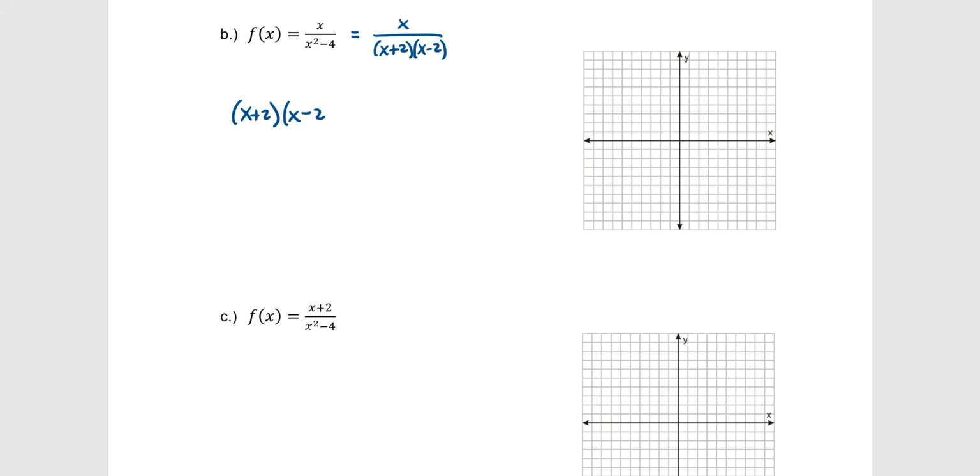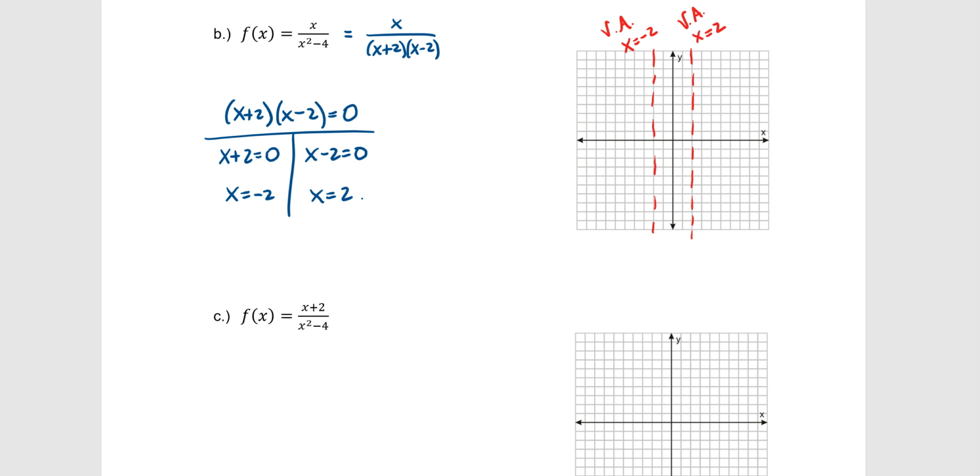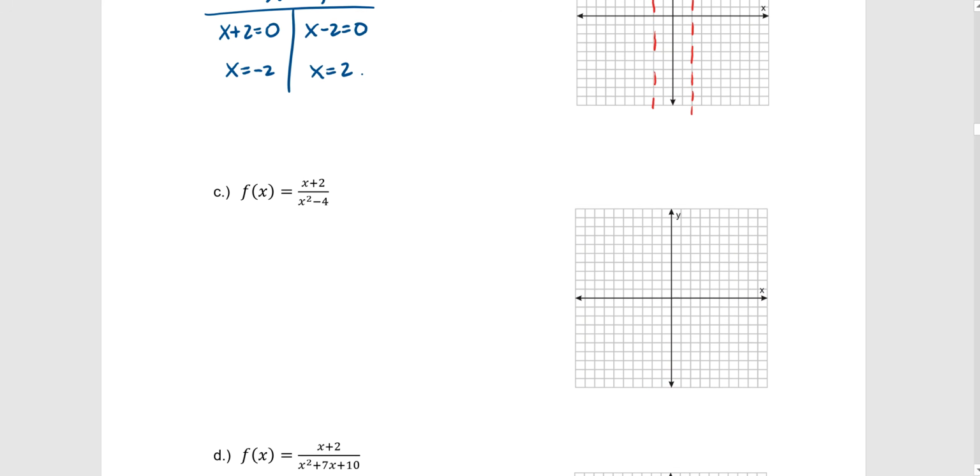So x plus 2 times x minus 2 equals 0. And we're going to set these equal to 0 separately based on that zero product property. We set both factors equal to 0 and we solve them separately. We get x equals negative 2 and x equals positive 2. On the left hand side we had to subtract 2 on both sides. The right one we had to add 2 on both sides. So we just graph them over there on the graph. X equals negative 2 and x equals positive 2.